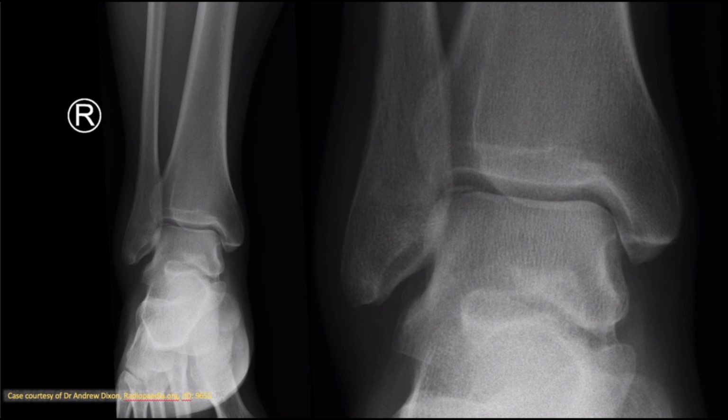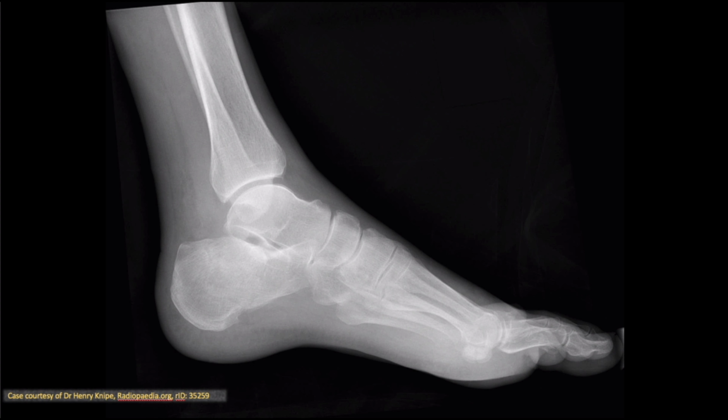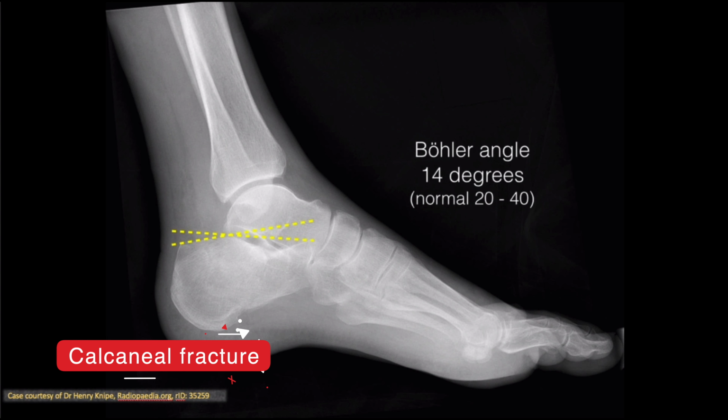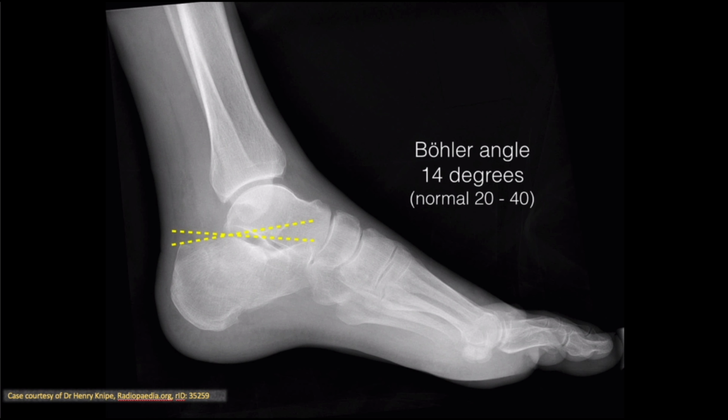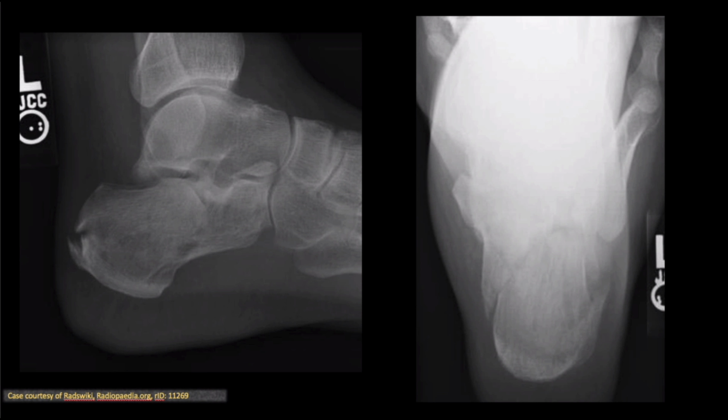This is another case of osteochondral fracture of the talar dome to demonstrate how carefully you need to look for that injury. This is a calcaneal fracture with depressed Boehler's angle. This is another case of calcaneal fracture with a depressed Boehler's angle.